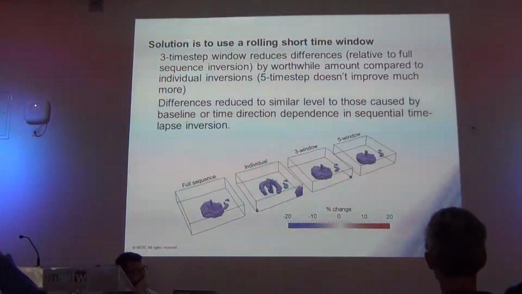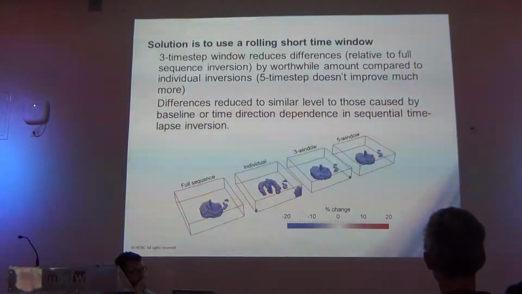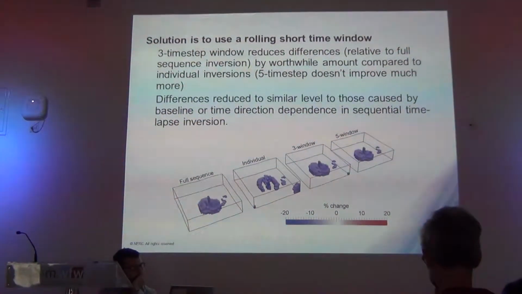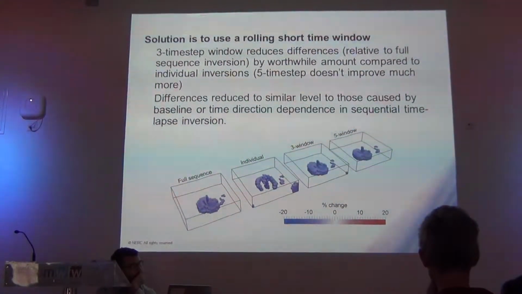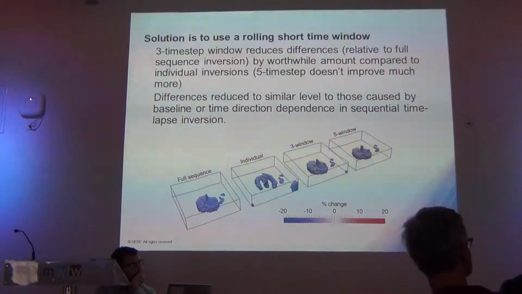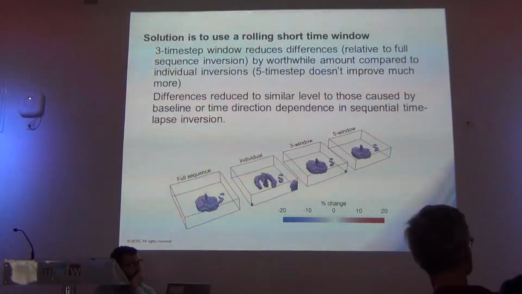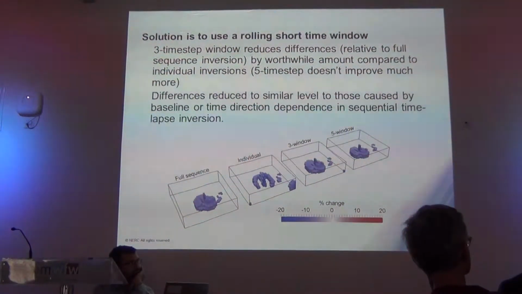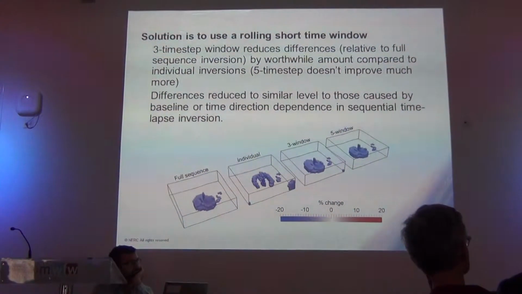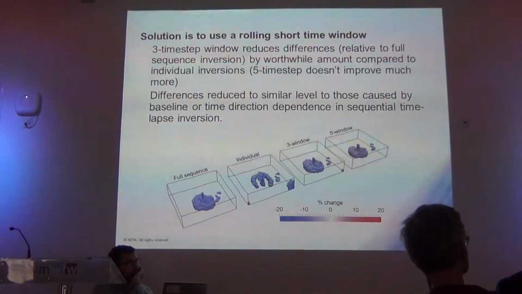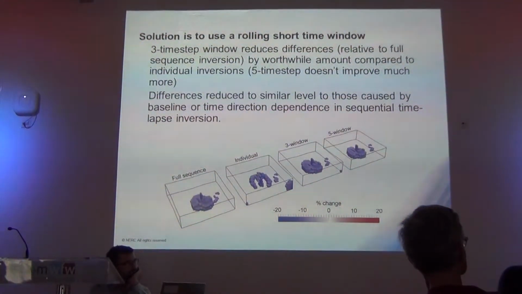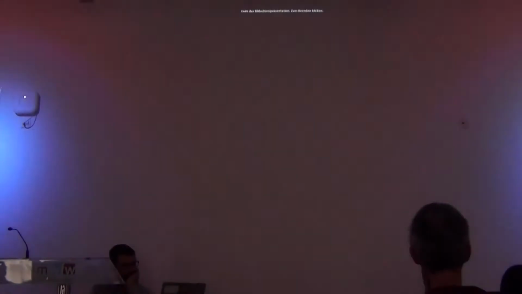You can see that the 3 time step window reduces differences relative to the full sequence inversion by a worthwhile amount, and the 5 time step one doesn't improve it much more. So we feel the 3 time step one is a good alternative, and the way the differences are reduced is to a similar level to those caused by the baseline or time direction dependence in sequential time-lapse inversion. So overall, that seems like a good strategy, and there are some examples on the poster. So thank you for that.